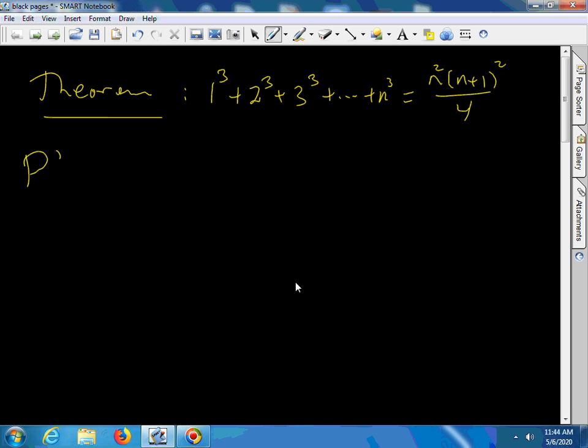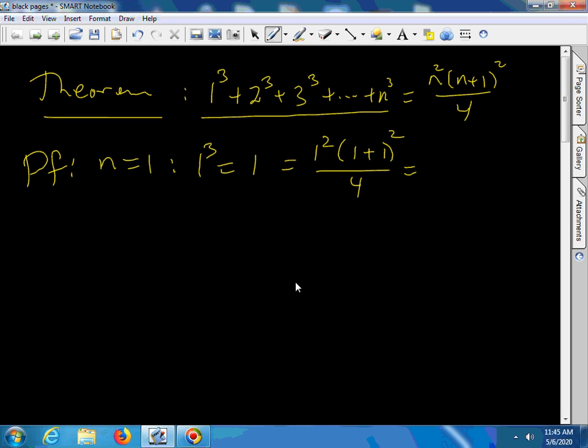Okay. Proof by induction. If n is 1, then this is just 1 cube or 1. Does it equal 1 squared times n plus 1 squared over 4? Well, 1 squared is 1. 1 plus 1 is 2. 2 squared is 4. And yeah, 4 over 4 equals 1. So, yes.